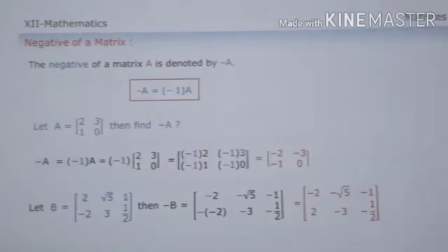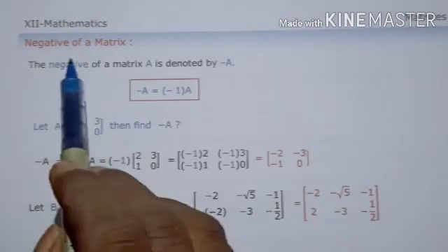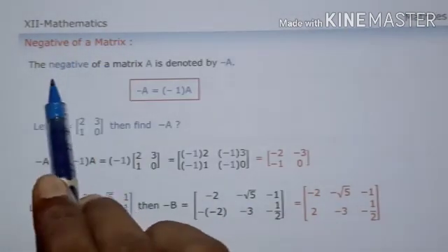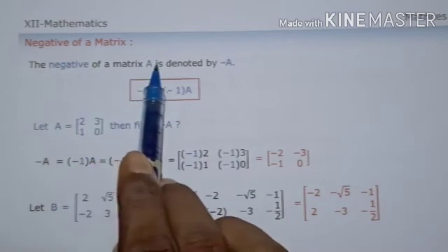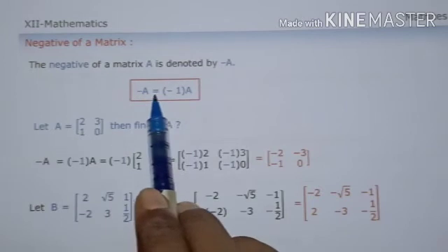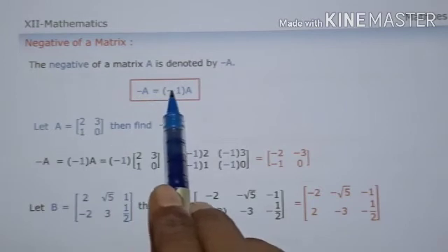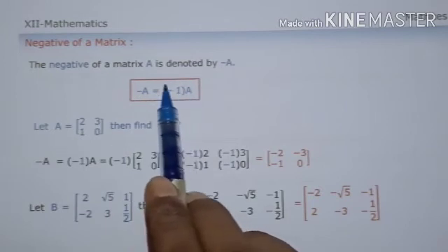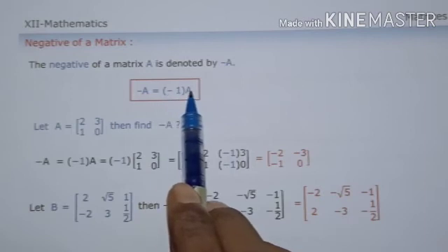Very simple. Now, negative of a matrix. The negative of a matrix A is denoted by minus A. That minus A we can write as minus 1 into A, where minus 1 is a scalar multiplied with the matrix A.